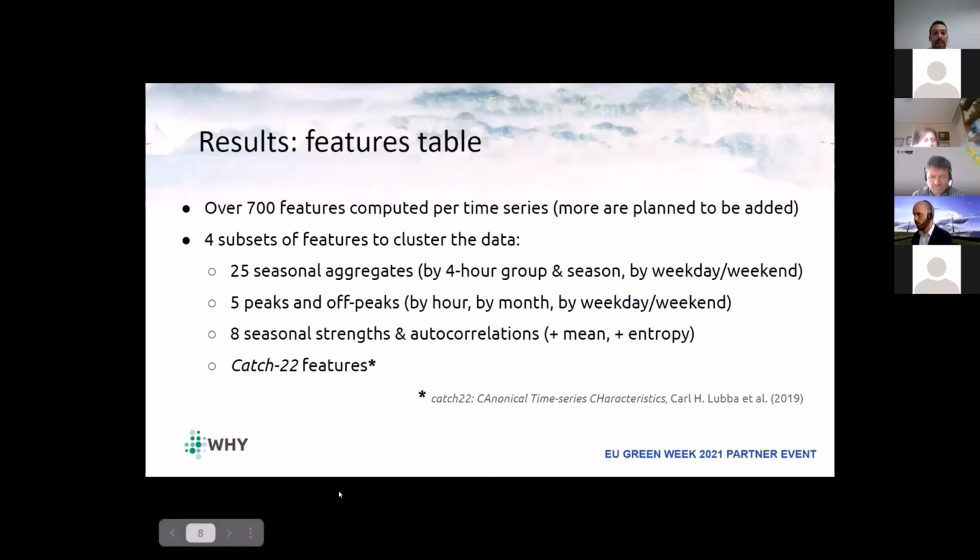The second subset of features contains the peak hour of mean energy consumption, but also the peak month. And we have also included the off peaks and similar indicators for weekdays and weekends. The third subset accounts for measures of seasonal strengths and autocorrelations for periods of days, weeks, months, and years. And the last subset is known as Catch-22, and it's well known in the literature. It contains 22 selected features that show a good classification performance across the time series.